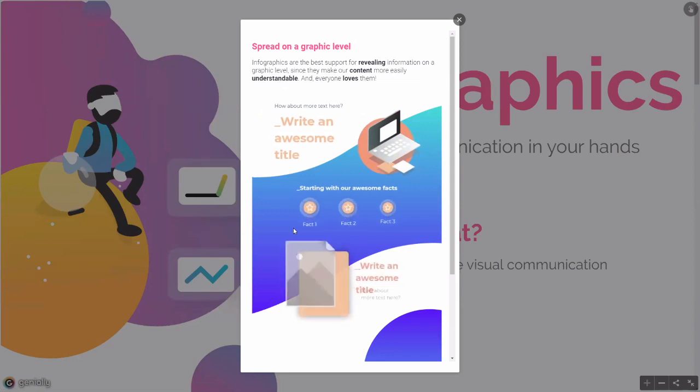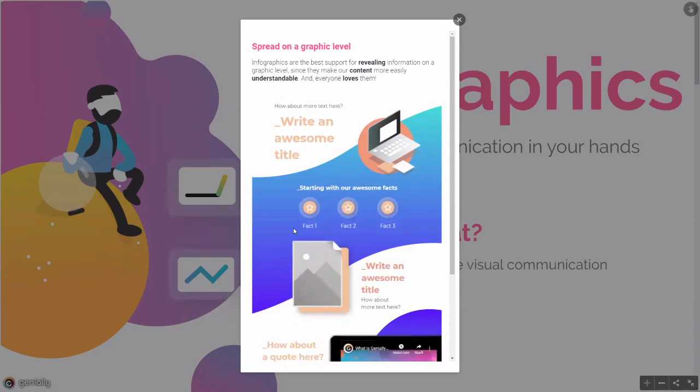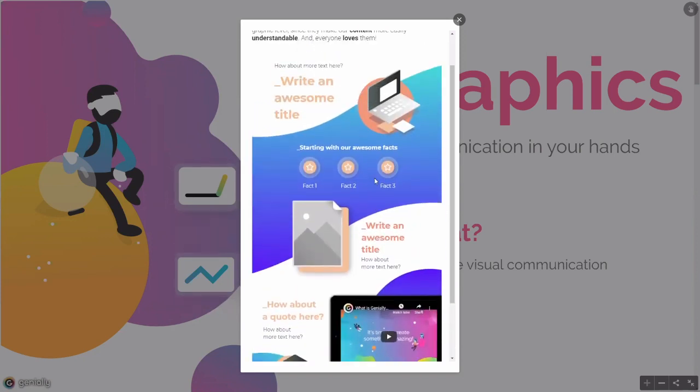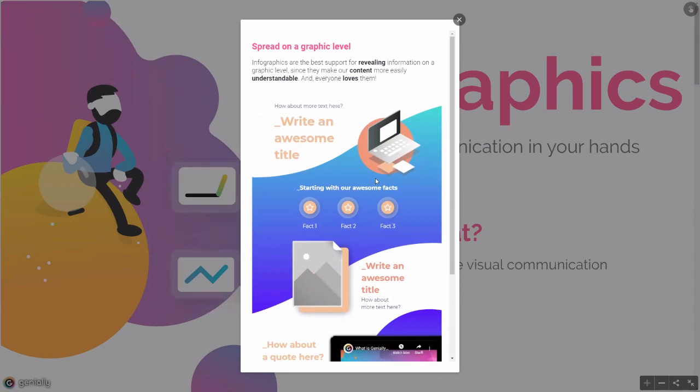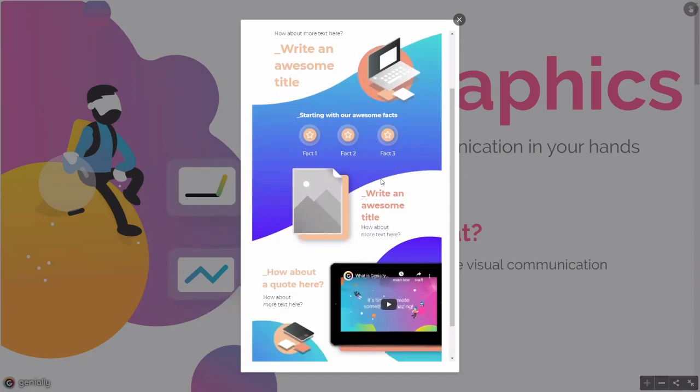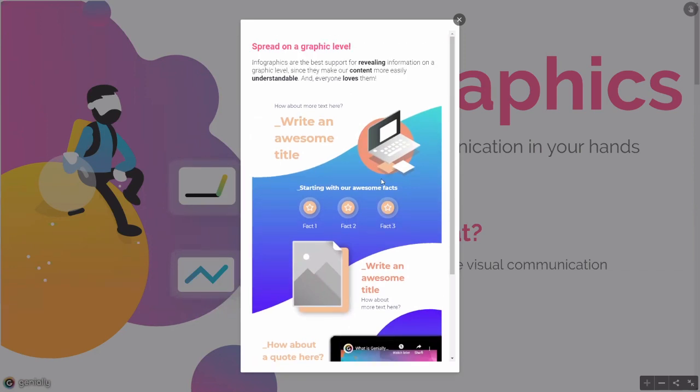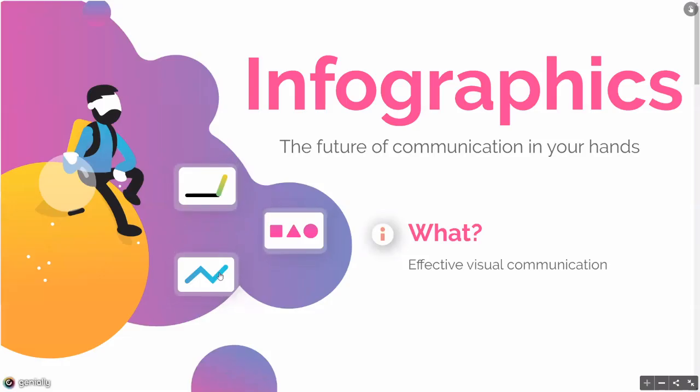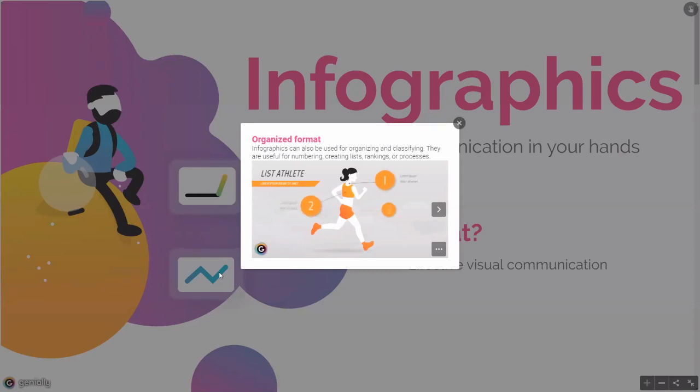Infographics are really the best support for revealing information on a graphic level, since they make our content more easily understandable and, of course, everyone loves them. In this example, we can see a vertical infographic, and really with just a glance, we can understand the content of it thanks to the images that it contains. Okay, and also, infographics are always a magnificent support for ordering and classifying. In this way, they're really useful for numbering or creating lists, rankings, or processes, like we can see in this template.